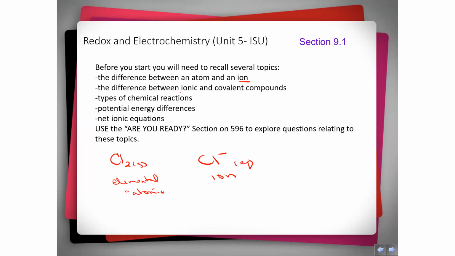You should know the difference between an ionic compound and a covalent compound. So ionic compounds have transferred electrons to become stable. Covalent compounds are sharing electrons to become stable.